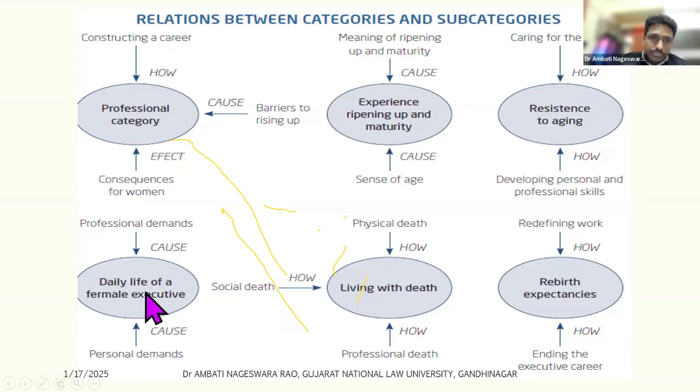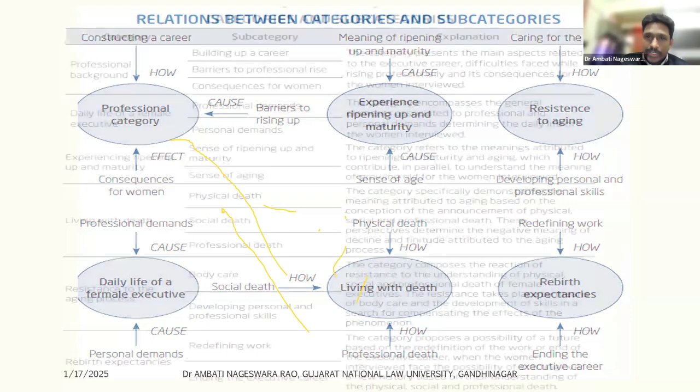If you're able to fulfill professional demands and personal demands, you're going to redefine your career, right? As you're going to redefine your career, it is like rebirth. You're able to meet expectations, and I hope you are able to understand how the researcher tried to connect it, how to develop the concepts or categories here. Okay, so this is all about grounded theory research.